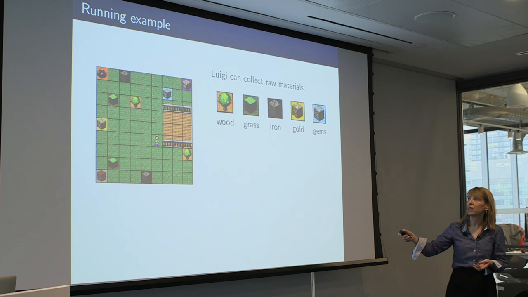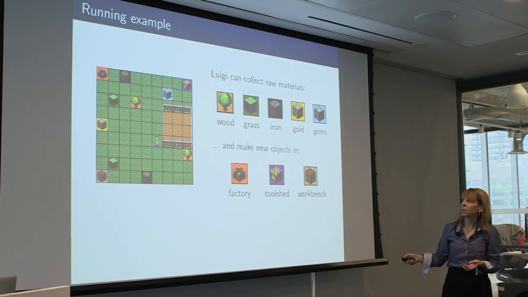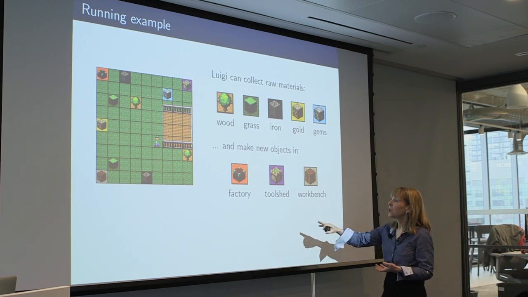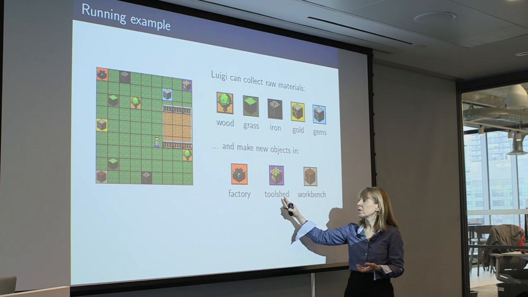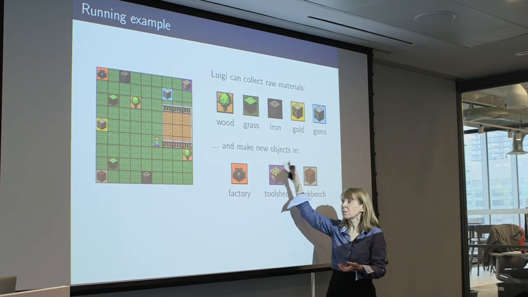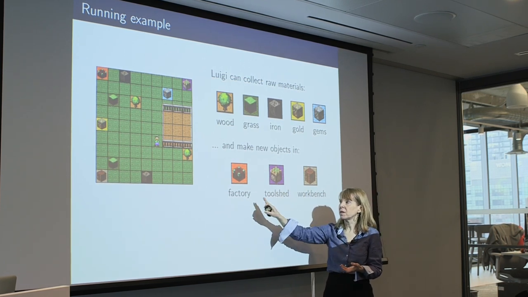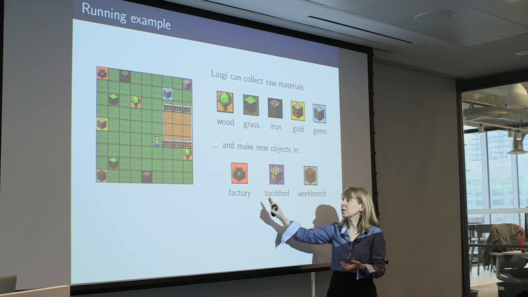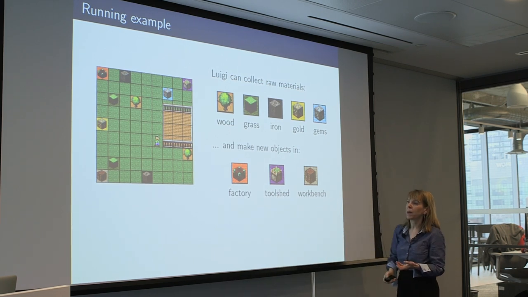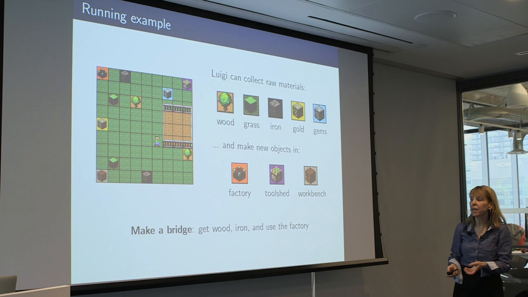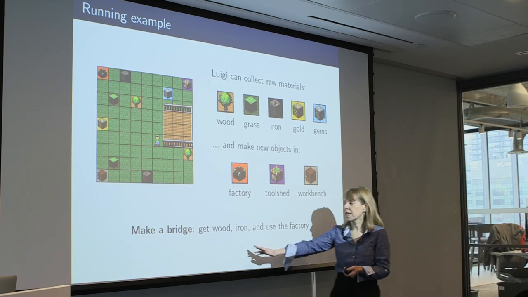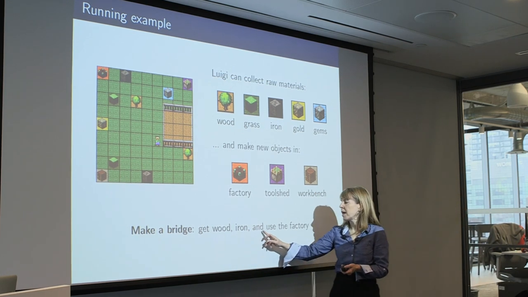He can collect raw materials, so he can collect wood, grass, iron, gold, and gems. And he can make new objects. There's also in his world a factory, a tool shed, and a workbench. So to make a bridge, for example, and this was Jacob's example, you get wood, iron, and then you use the factory.